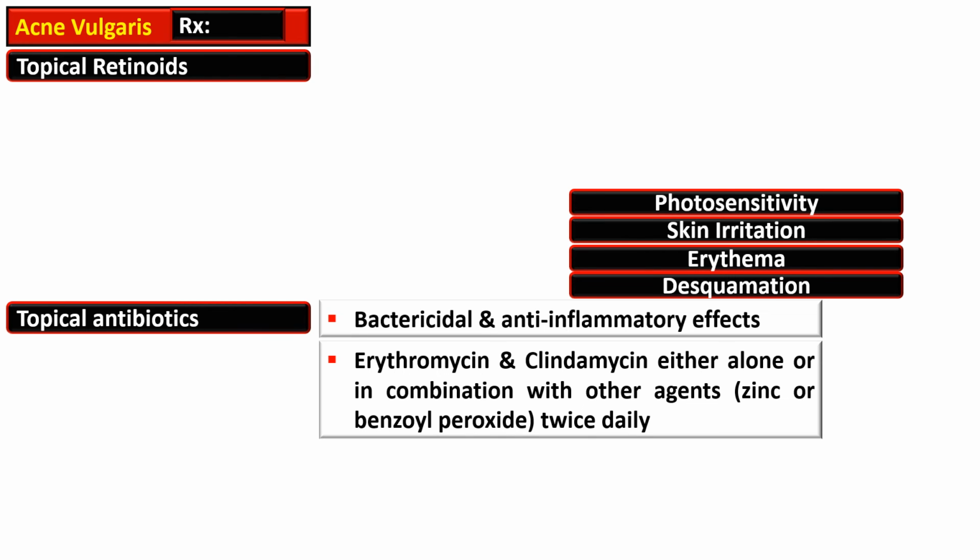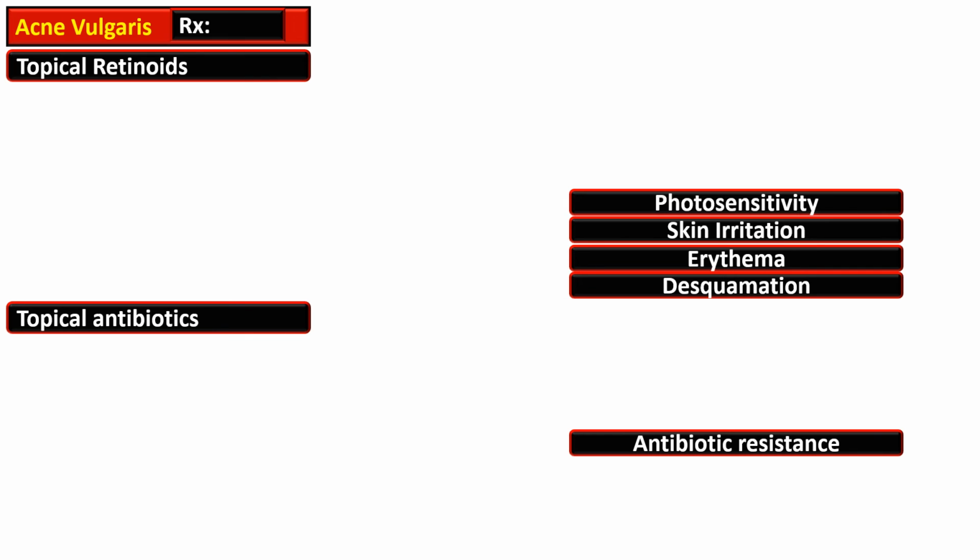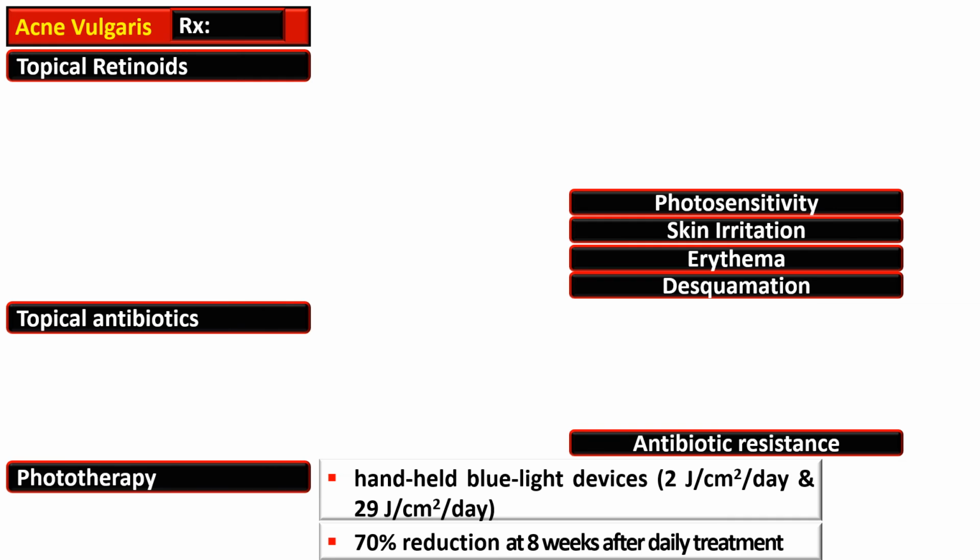Topical antibiotics have bactericidal and anti-inflammatory effects. Commonly used antibiotics are erythromycin and clindamycin, either alone or in combination with other agents such as zinc or benzoyl peroxide. They are used twice daily. Antibiotic resistance can occur, but it is more common when a single antibiotic is used.